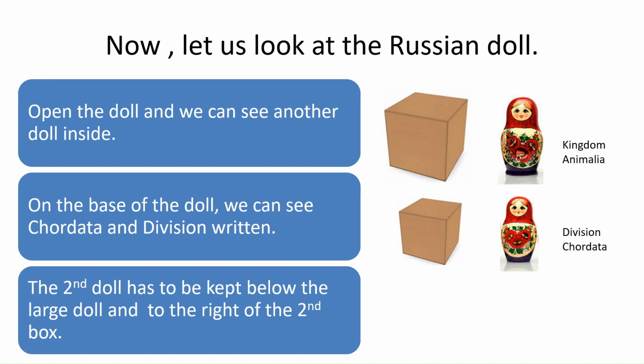Now let us look at the Russian doll. Open the doll and we see another doll inside. On the base of the doll, we can see chordata and division written. The second doll has to be kept below the large doll and to the right of the second box. So you can see how I have done it in this picture.